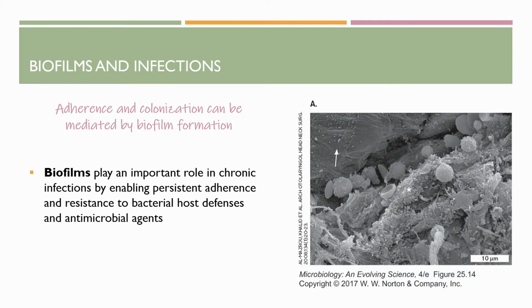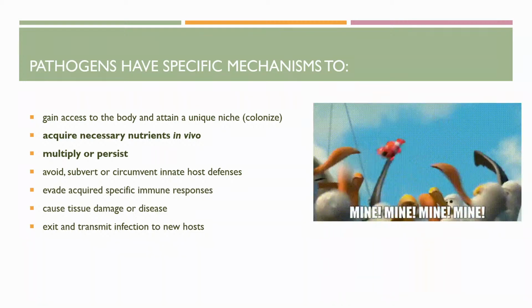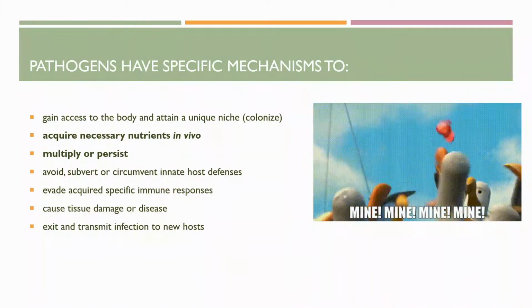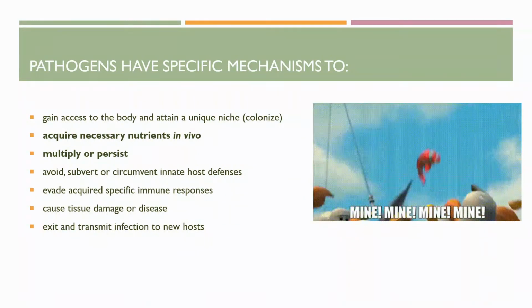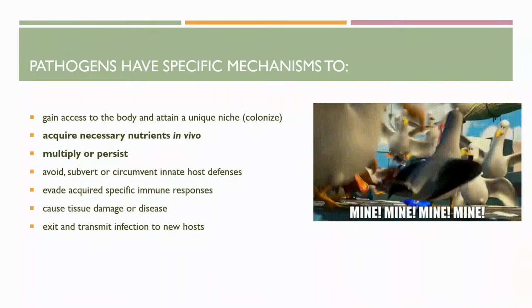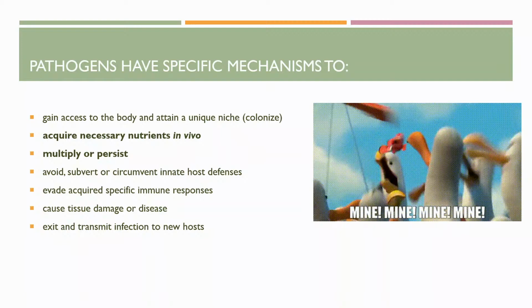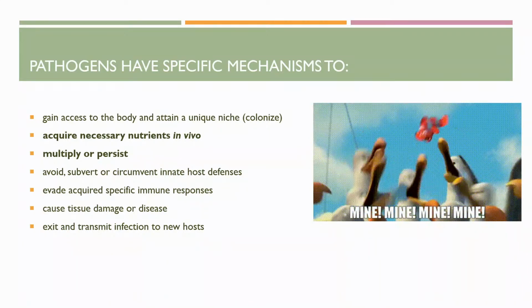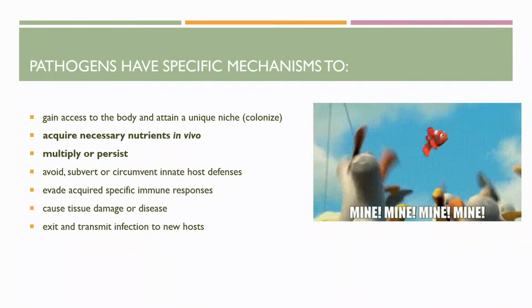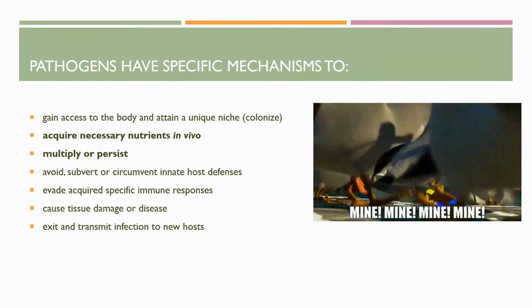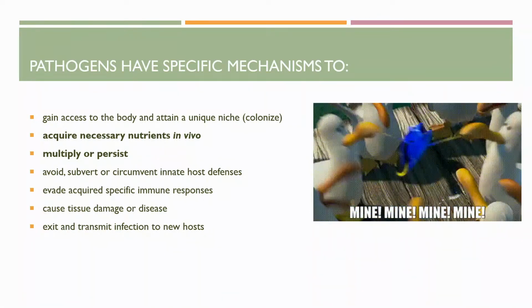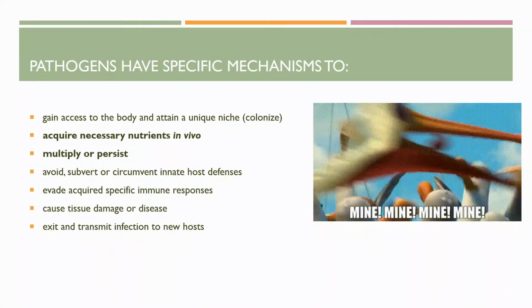So now the pathogen has adhered and it's gained access to the body. It's found a niche and it has to colonize. So the next step is that it's got to acquire the necessary nutrients for it to be able to survive. And then once it does so, it's got to multiply and persist. So colonizing is one thing, but persistence is another thing. And those are really important in the research field to understand.